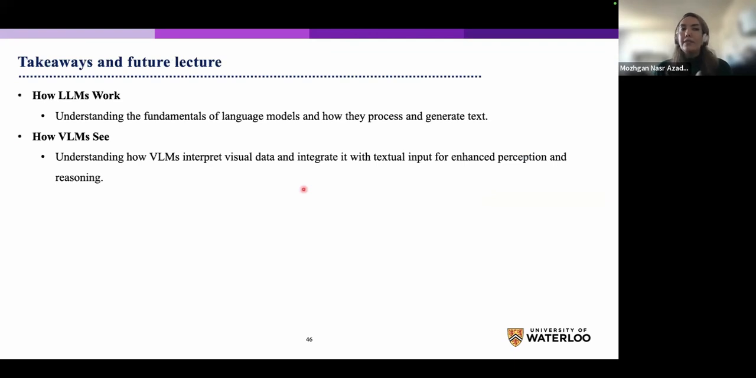So, a wrap-up for today's lecture. The takeaway was that we saw how LLMs work. We took a look at how earlier architectures led to the design of the original transformers, and then at large language models. We also saw inside VLMs and how they are trained to understand not only text, but also images. So now I have a question for you.